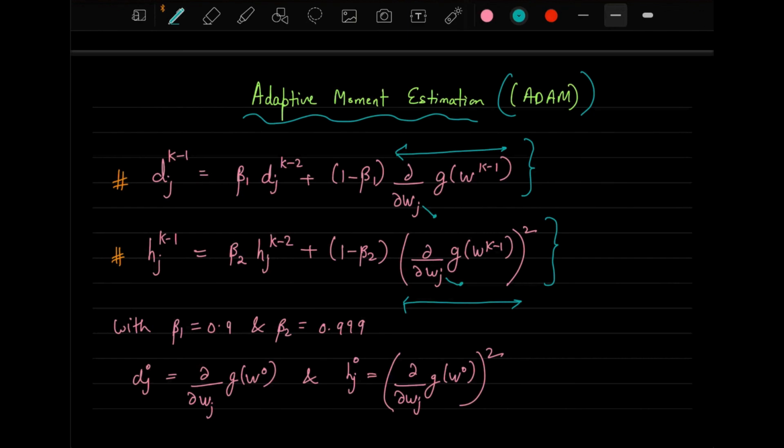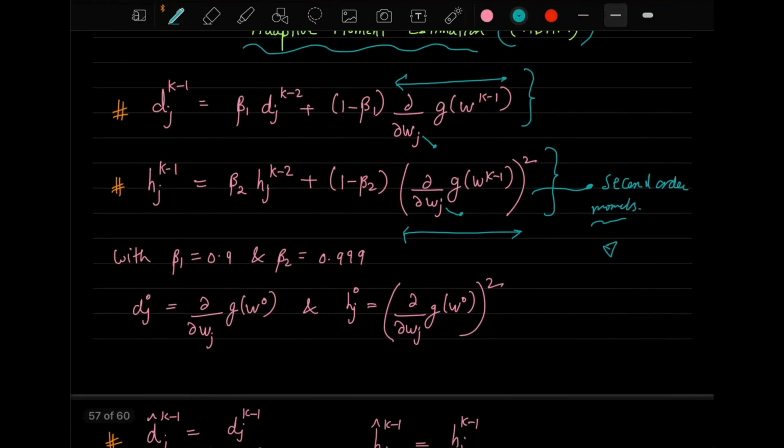The component wise gradients are done to accelerate your gradients in the flat valley. So you are taking second order also here. These are called second order moments for gradients. The typical value of beta 1 that they take is 0.9 and beta 2 is 0.999. So with these equations, and these are the initial values, that is dj0 and hj0. These are the initial values and they are given like this.